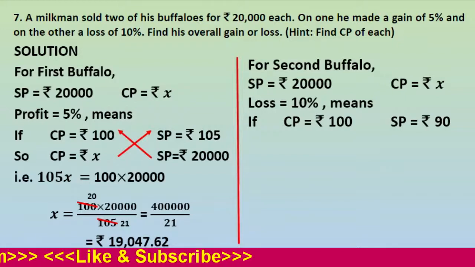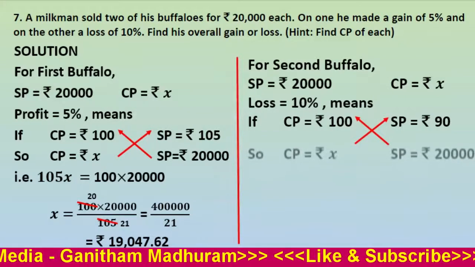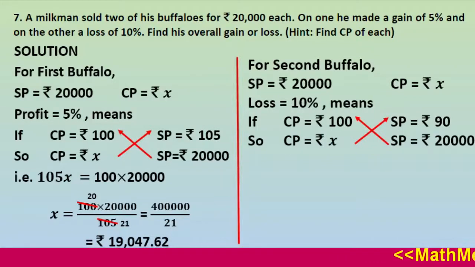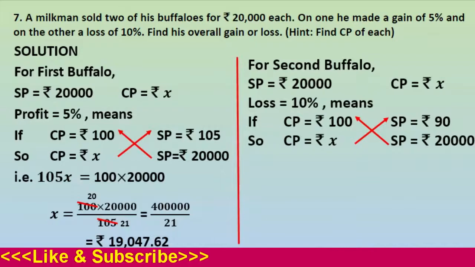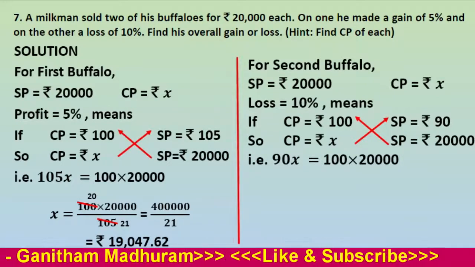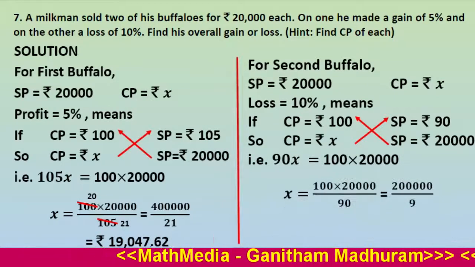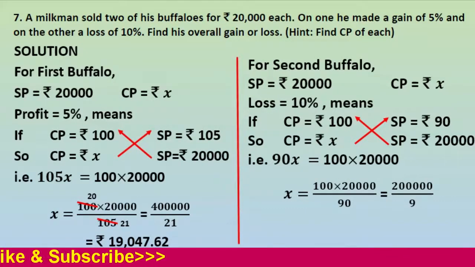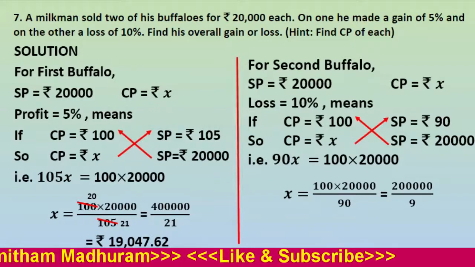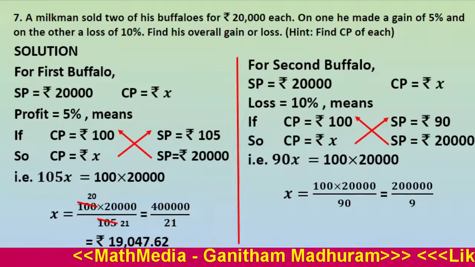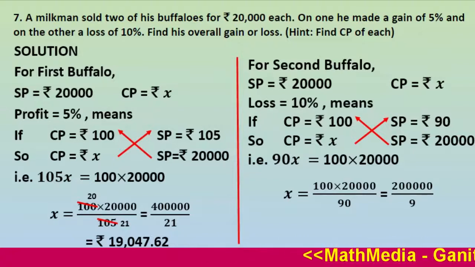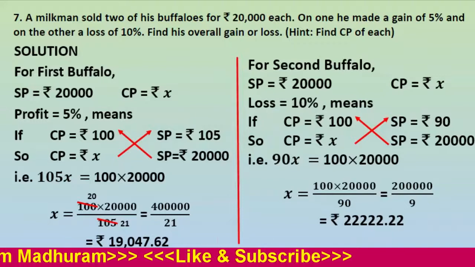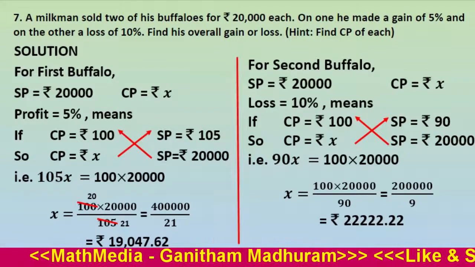Now we come to our question. If our CP equal to rupees X, SP equal to rupees 20,000. Now we can do cross multiplication. So we get 90x equal to 100 into 20,000, or x equal to 100 into 20,000 upon 90. That is 2 lakh divided by 9. We can cancel a 0. While dividing we get rupees 22,222.22.